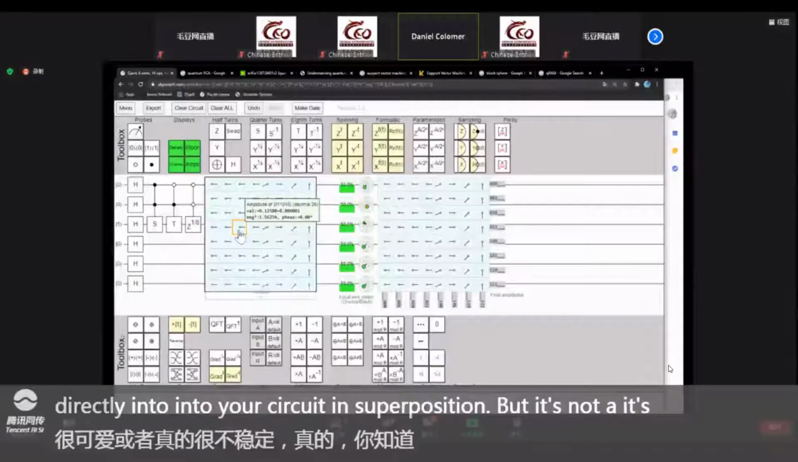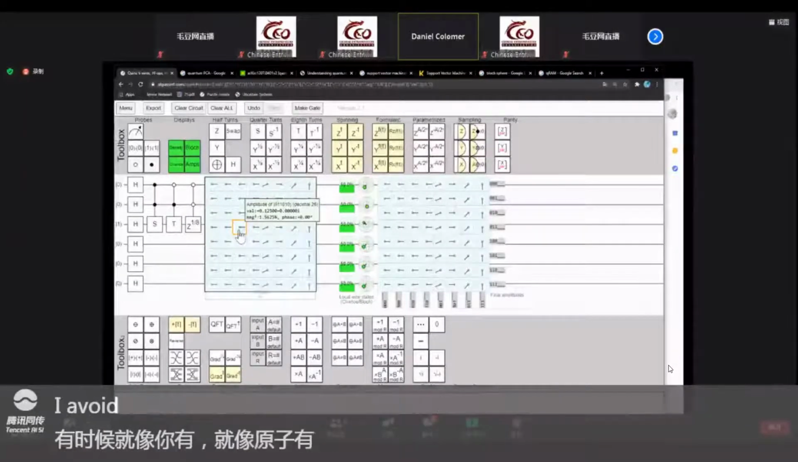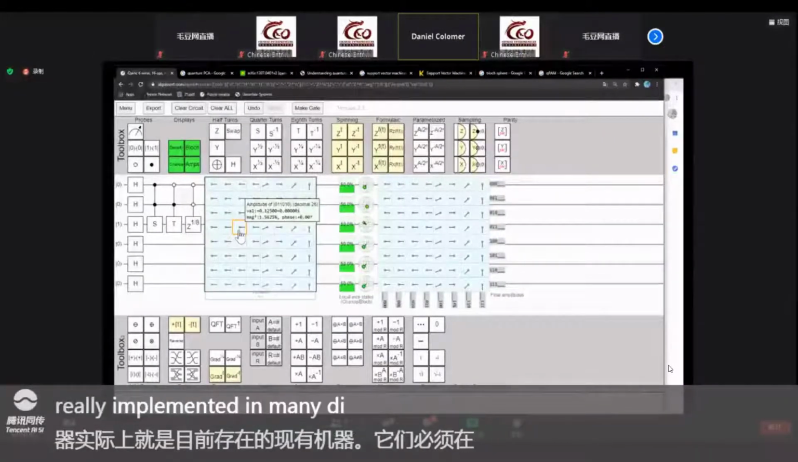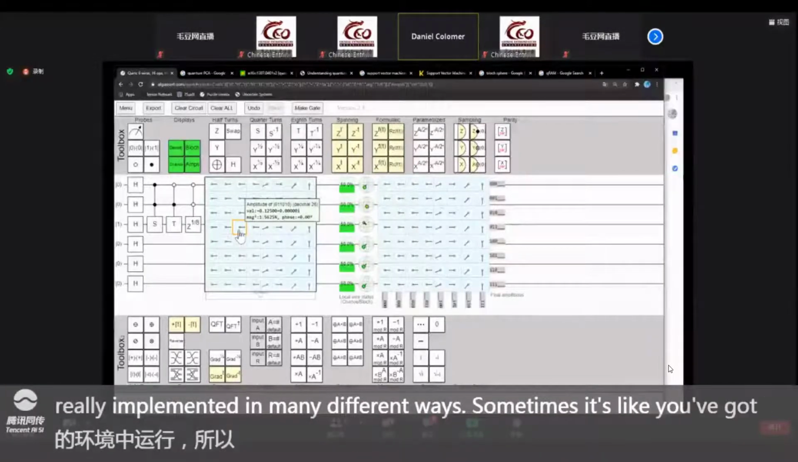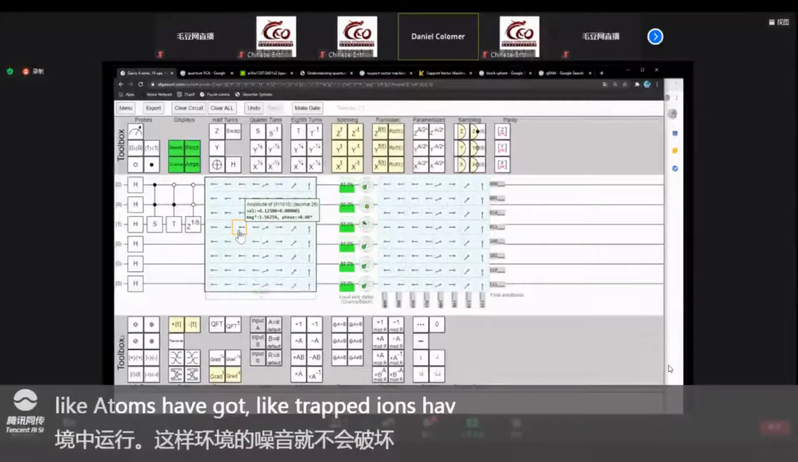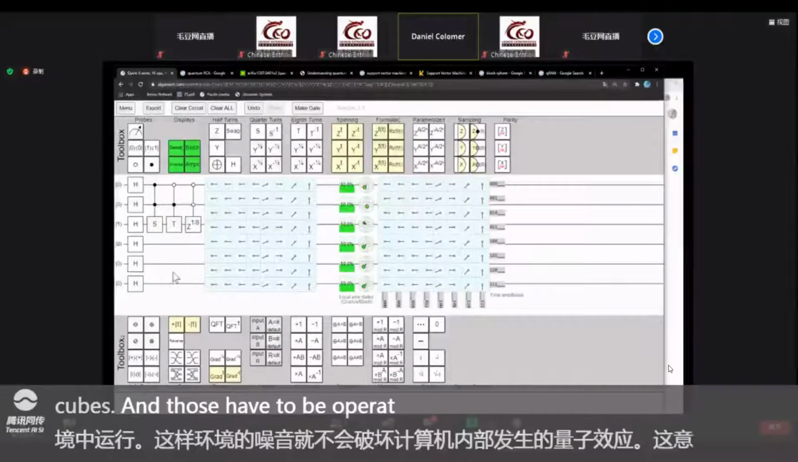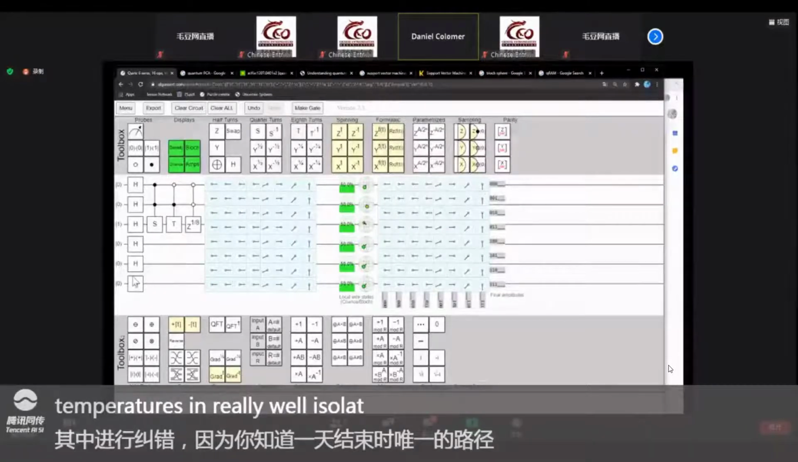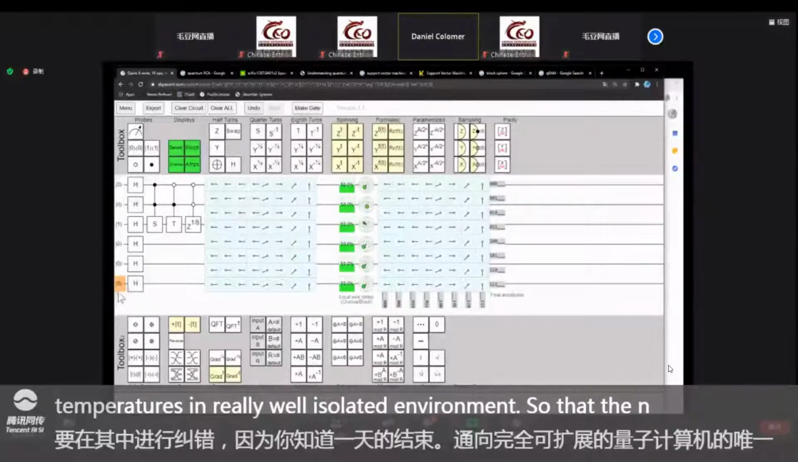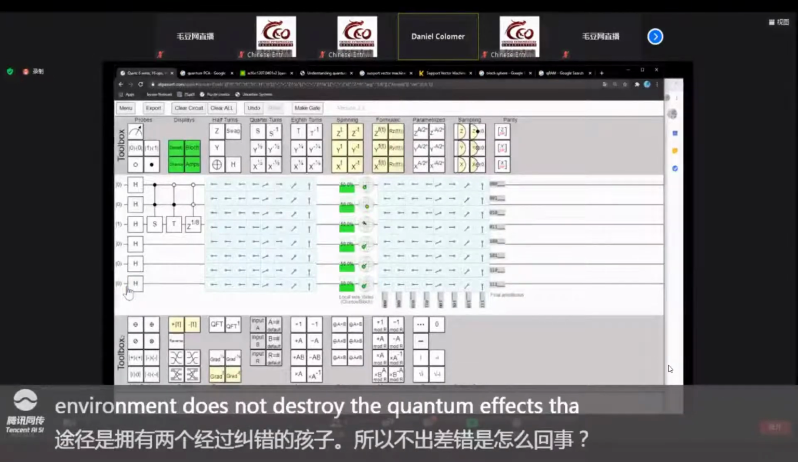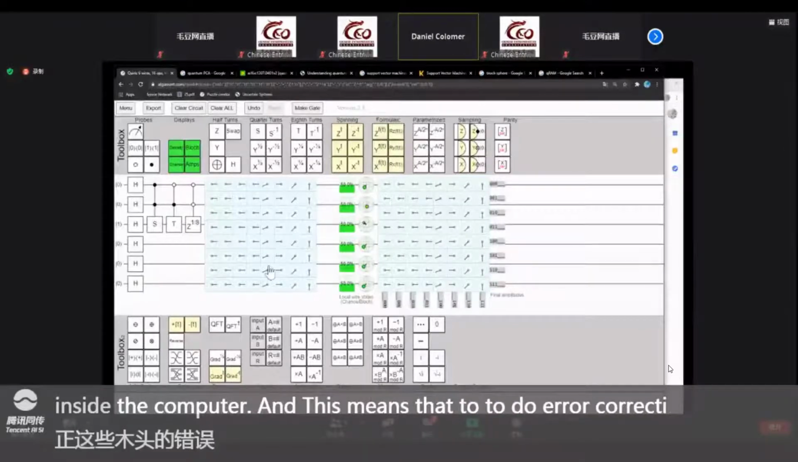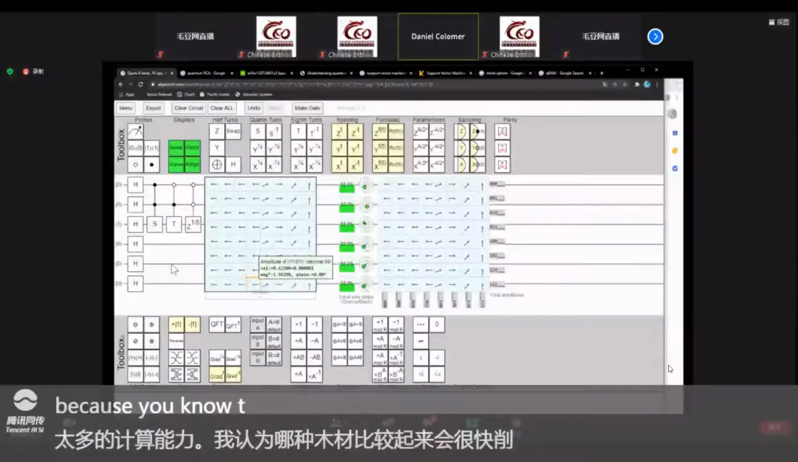Sometimes it's like you've got cold atoms, trapped ions, superconducting qubits, and those have to be operated, in the current machines that exist, at really low temperatures in really well isolated environments so that the noise of the environment does not destroy the quantum effects that happen inside the computer. And this means that to do error correction in those, because at the end of the day the only path to a fully scalable quantum computer would be to have qubits that are error corrected, so safe from errors, it would just require too much computational power, which I think would really quickly diminish the advantage in comparison to a classical machine learning algorithm.